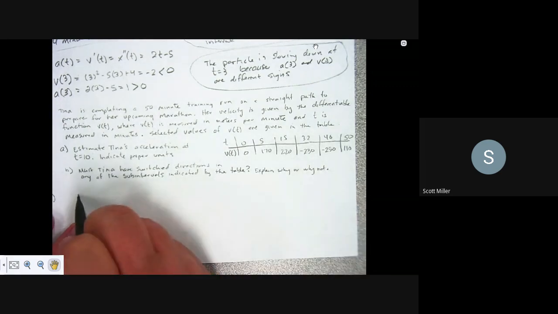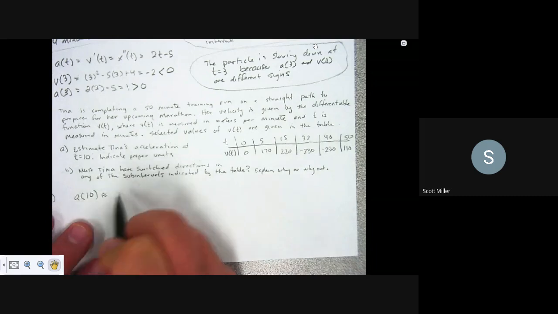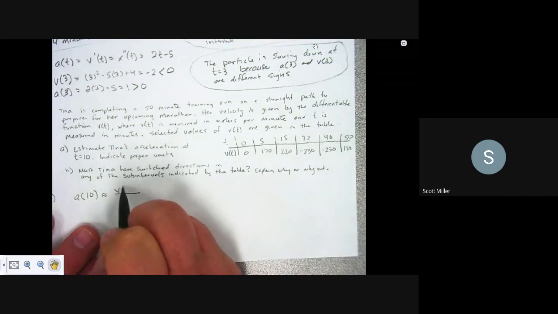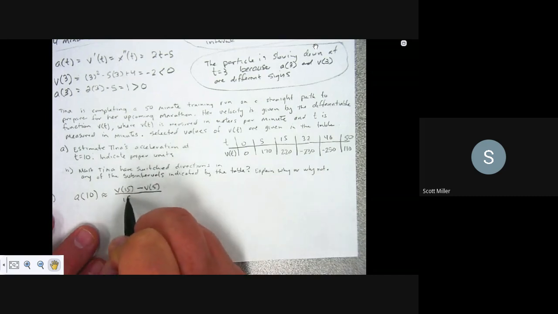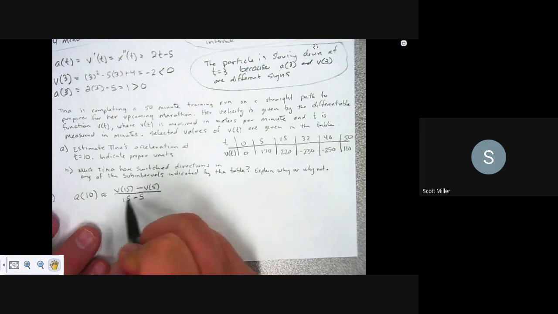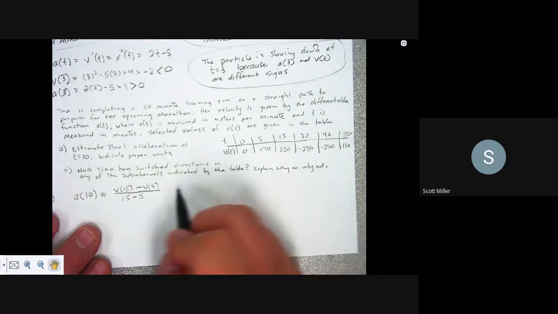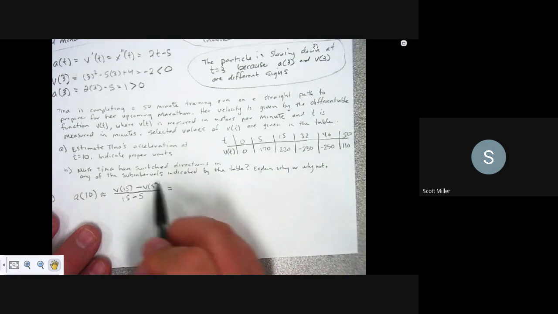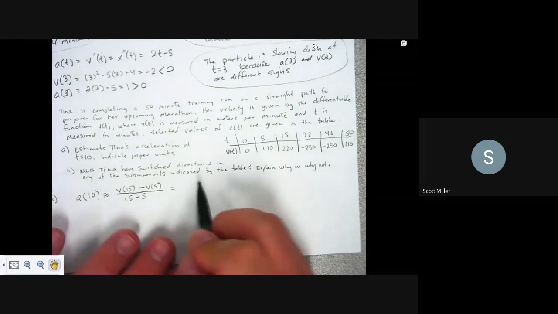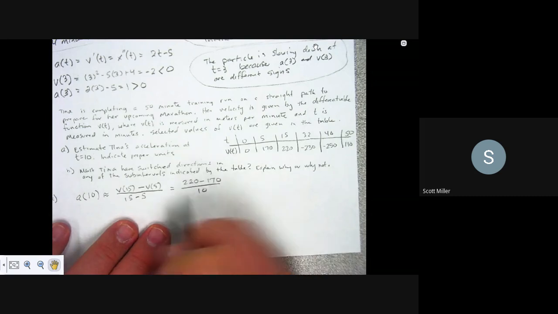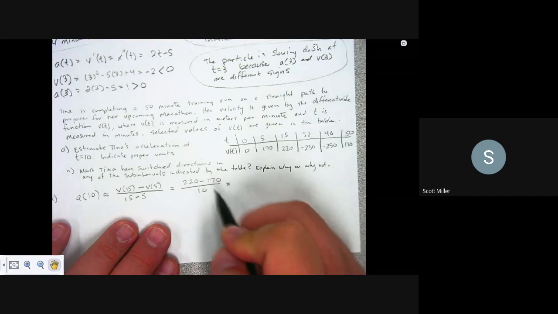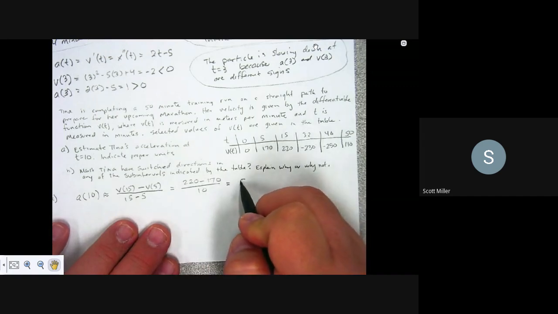My a of 10 is approximately the secant slope, which is the velocity of 15 minus the velocity of 5, over the time 15 minus 5. This is your difference quotient. Do you remember doing this? F of b minus f of a over b minus a. Using that interval right there, we plug our numbers in. You must write that statement down, and then you can plug numbers into it. So this is 220 minus 170, and this down here is 10, because I already know that. And then I can get an answer here. If you work this all out, you should get something in the neighborhood of 5.